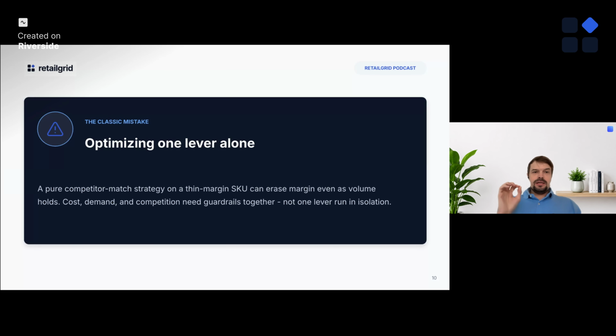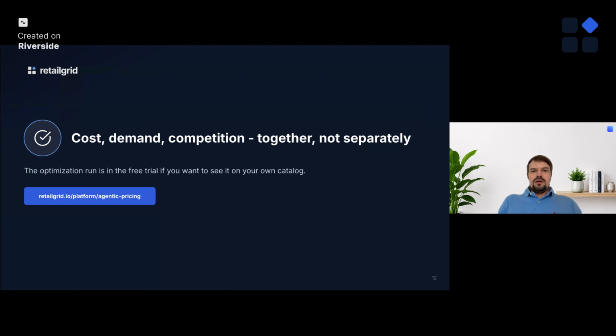One last thing. The mistake we try to avoid is to focus only on one lever: only on cost, only on demand, or only on competition. We have a blind spot because of it. So again, if you are in a super competitive market, a red ocean, probably you need to focus on cost and competition. But in most cases, we should balance between all three: cost, demand, competition, together, never separately.